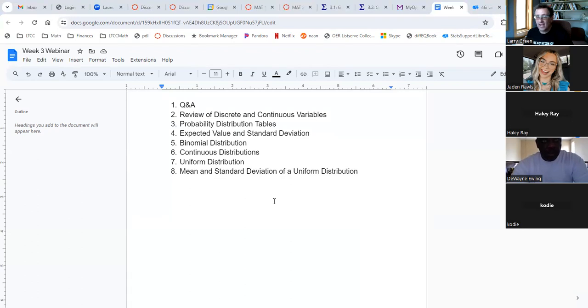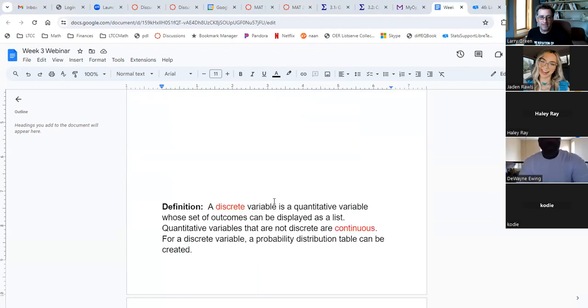Okay, so let's go and talk about discrete and continuous variables. And they come up in a big way because chapter 4 is all about discrete variables, and chapter 5 is all about continuous variables. And either way, they're both about quantitative variables.